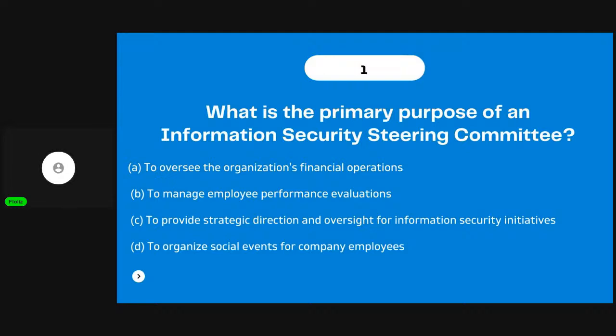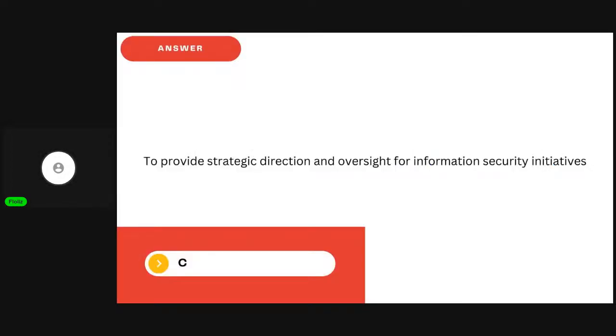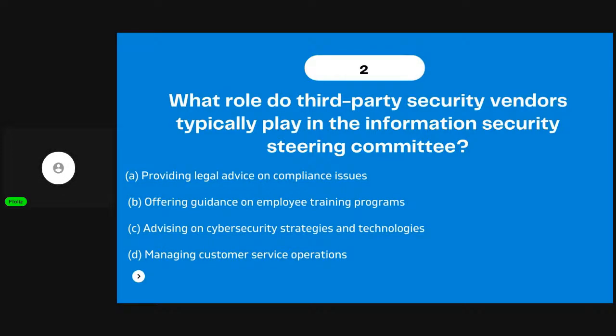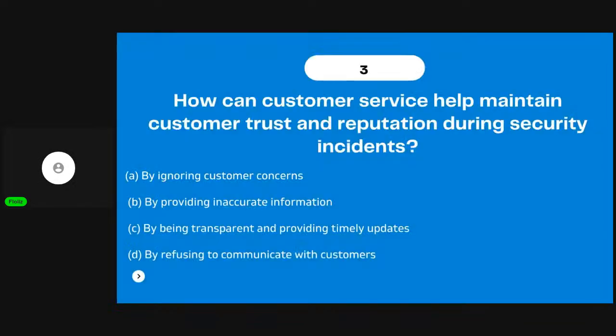Option C. Thank you very much. And let's see. Option C is actually correct: to provide strategic direction and oversight for information security initiatives. So the next question: what role do third-party security vendors typically play in the information security steering committee? We have option A, B, C, and D. Okay. Yes, option C is also correct: advising on cybersecurity strategies and technology.